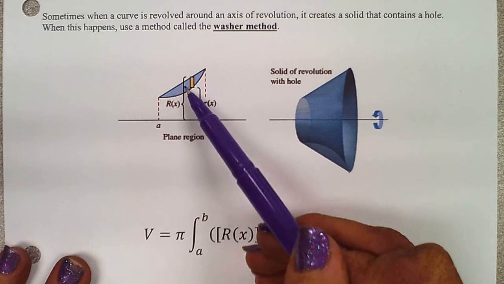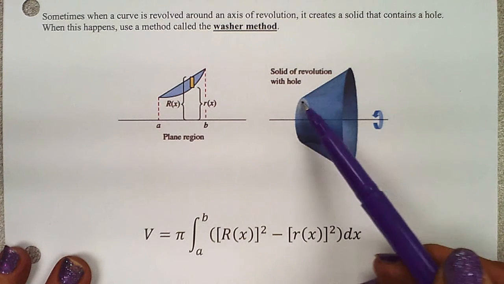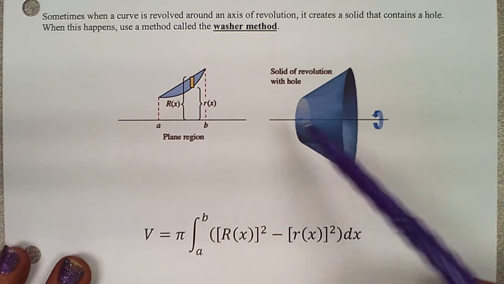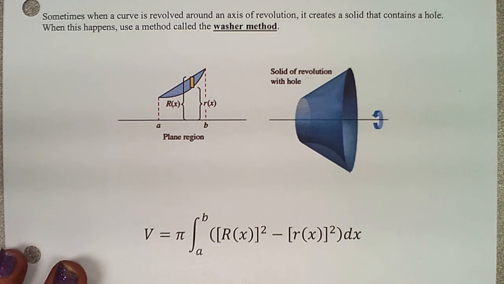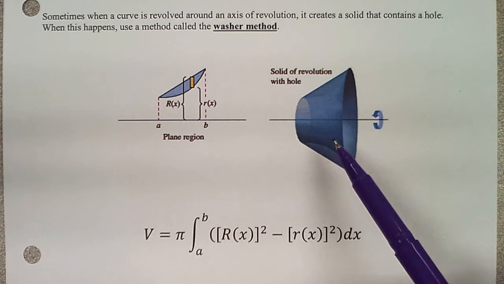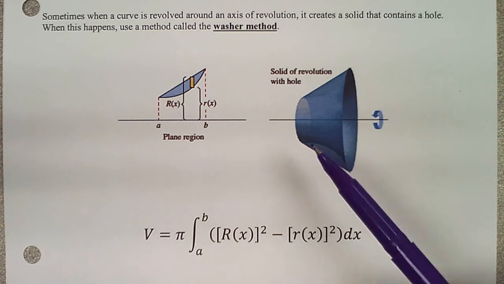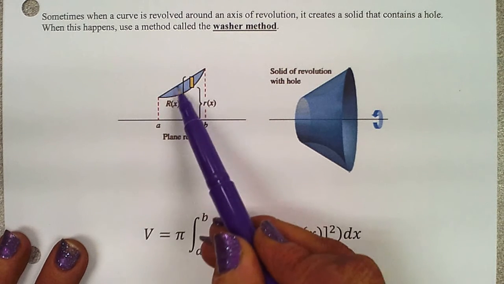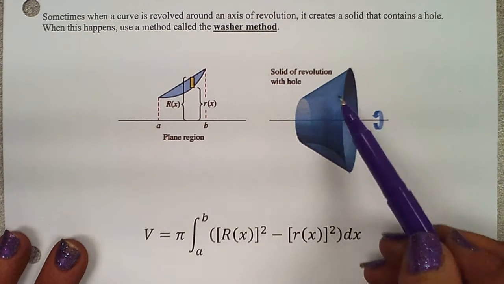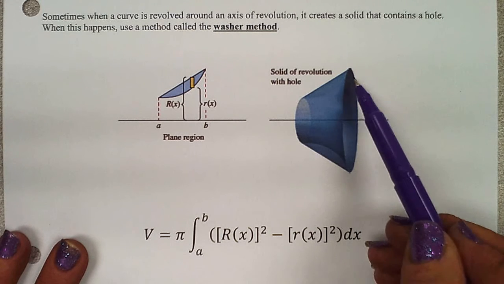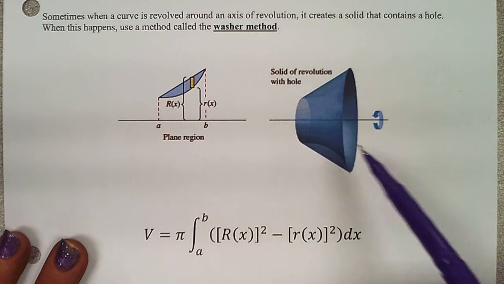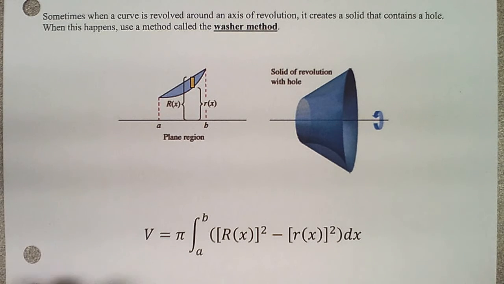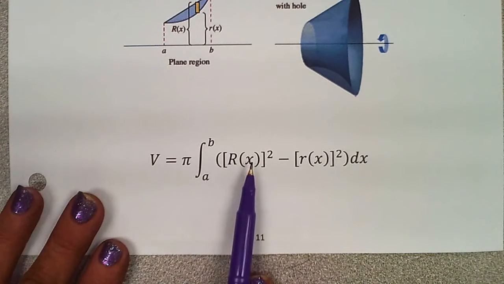So like this piece here, if I took it around, it's going to create this shape here, but it's actually open all the way through, because it has part of it cut out. That's going to be your washer. And the way that you find stuff like that is, if I took the whole thing and rotated it around, so this thing becomes solid, and then I took the inside piece out and subtracted it, that would take away the hole and give me the volume for what's left. So here's the formula representing that.